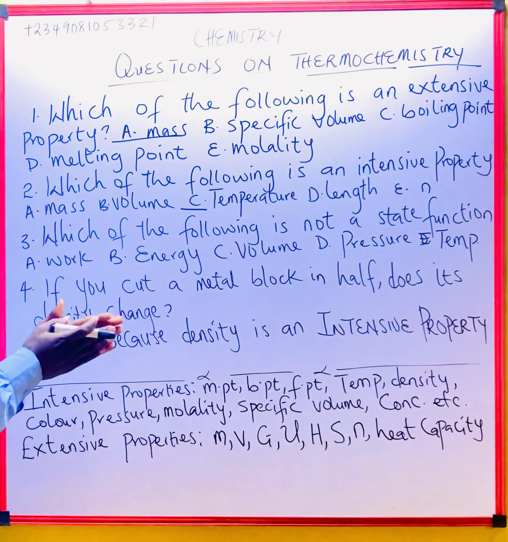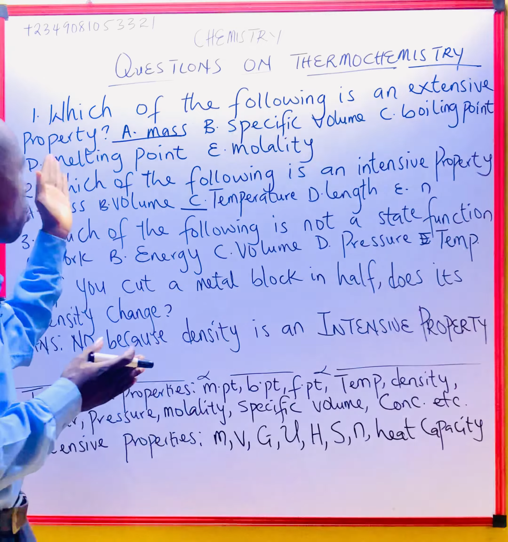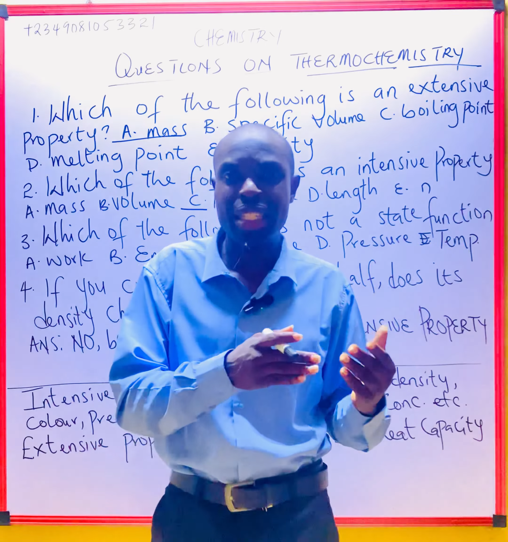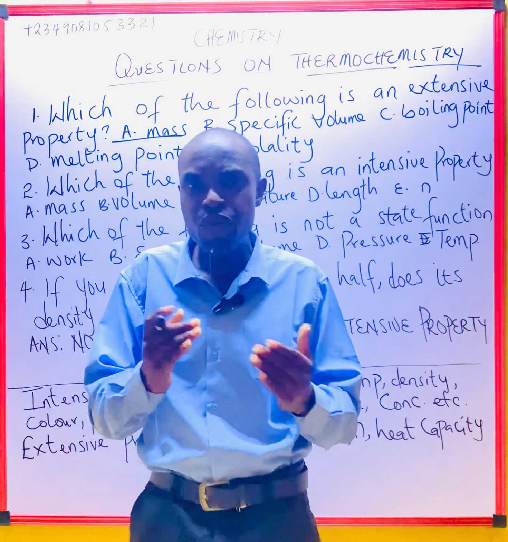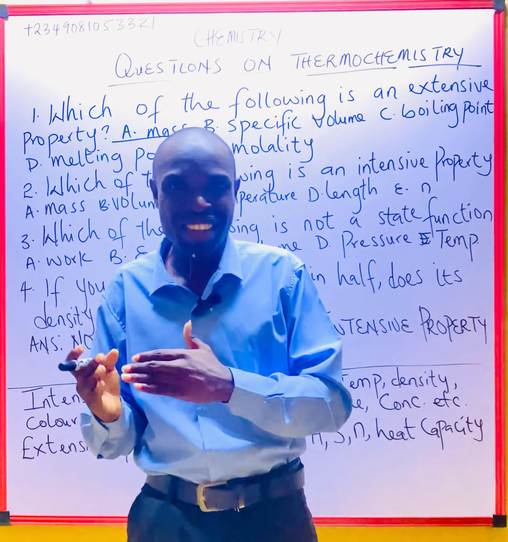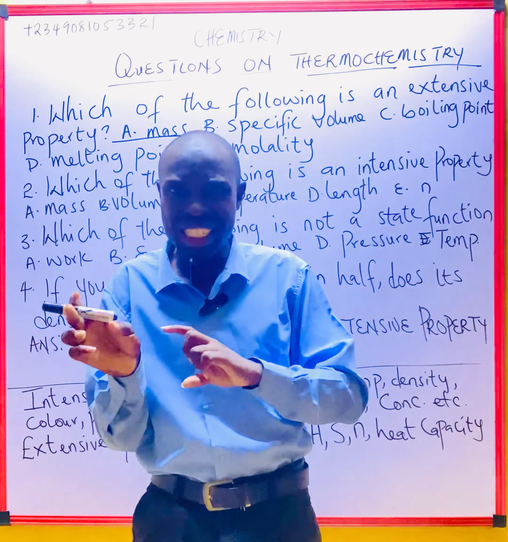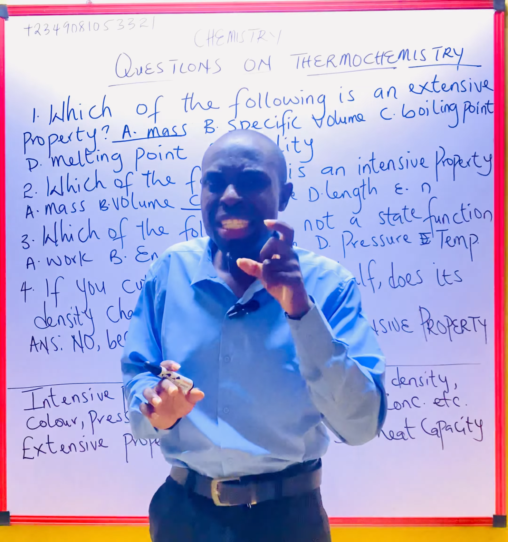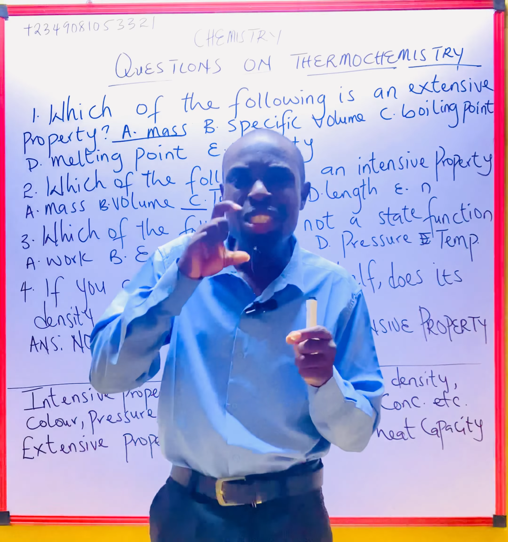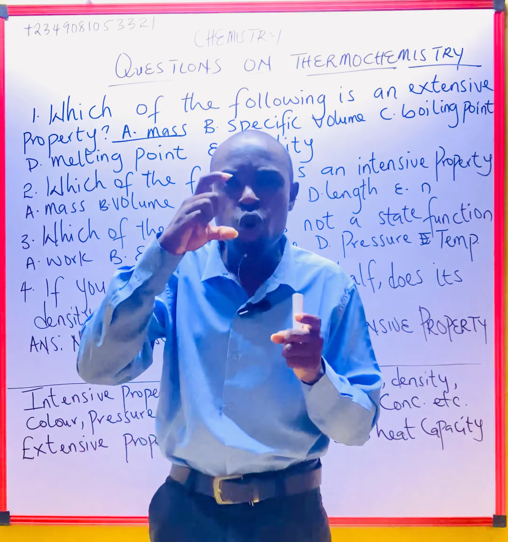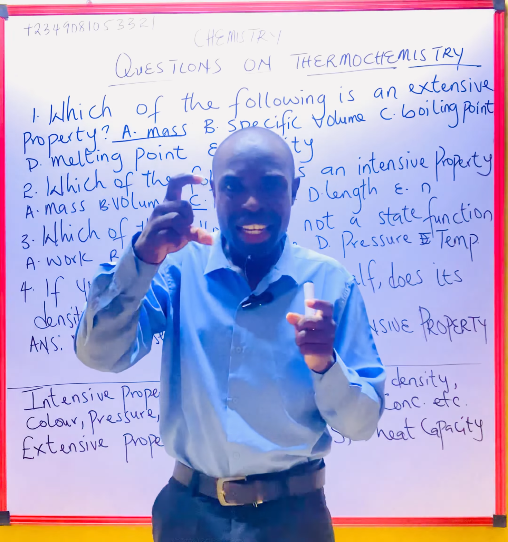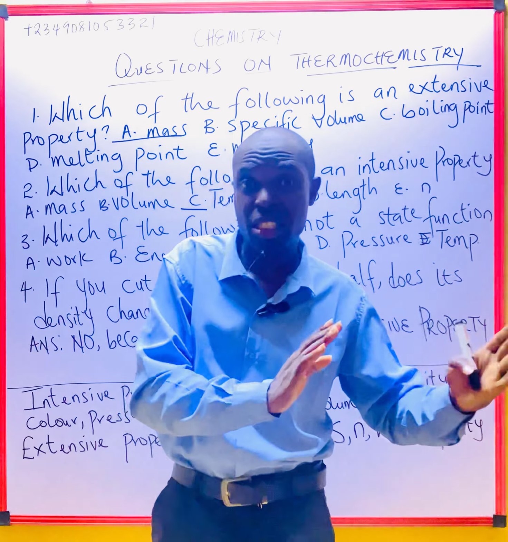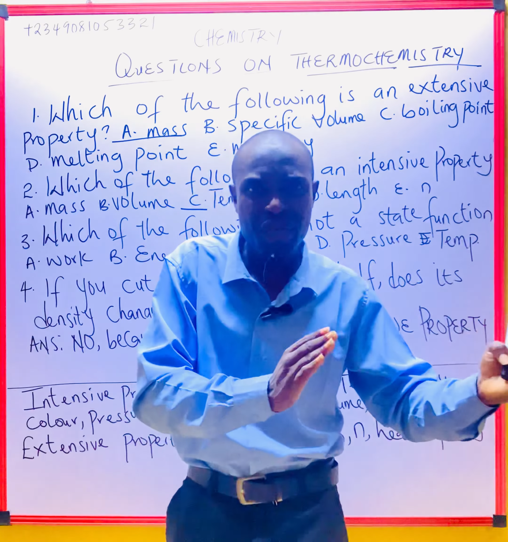The first question says, which of the following is an extensive property? We should understand that there are two kinds of properties under thermochemistry or thermodynamics. One, intensive properties. Number two, extensive. The opposite of intensive is extensive. What then is an intensive property? Simple. Intensive properties are properties that do not depend on the quantity of matter the system contains. It does not depend, meaning it remains unchanged. That is for intensive.